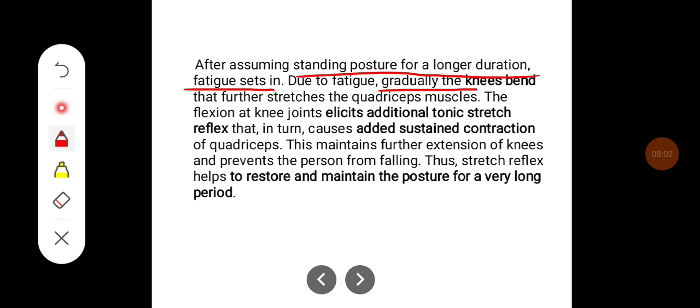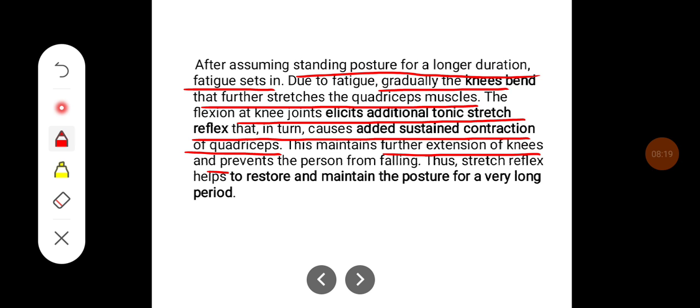Due to the fatigue, gradually the knees bend, and that further stretches the quadriceps muscles. The flexion at the knee joint elicits additional tonic stretch reflex that in turn causes added sustained contraction of quadriceps. This maintains the further extension of the knees and prevents the person from falling. Thus, stretch reflex helps to maintain the posture for a very long period.